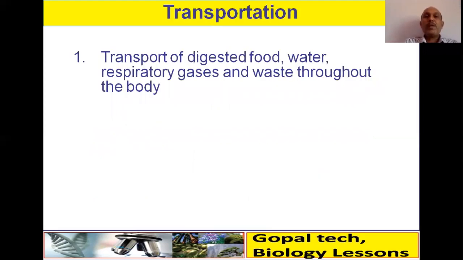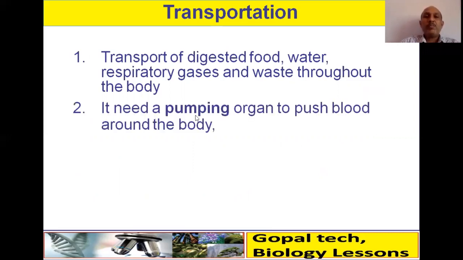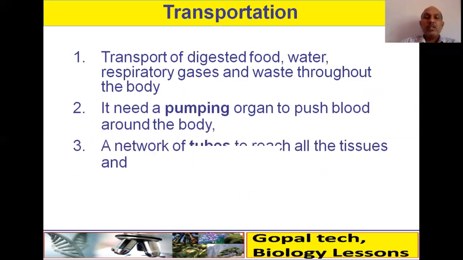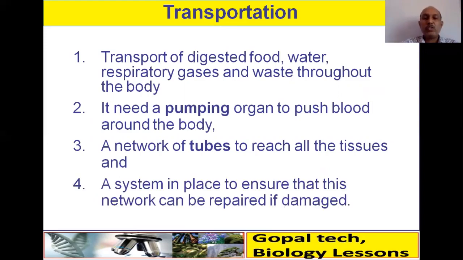Transportation. Transport of digested food, water, respiratory gases, and waste throughout the body is called transportation. It needs a pumping organ to push the blood around the body. Then there is a network of tubes to reach all the blood to different tissues, and a system in place to ensure that this network can be repaired if damaged. Okay, so that is required for transportation.